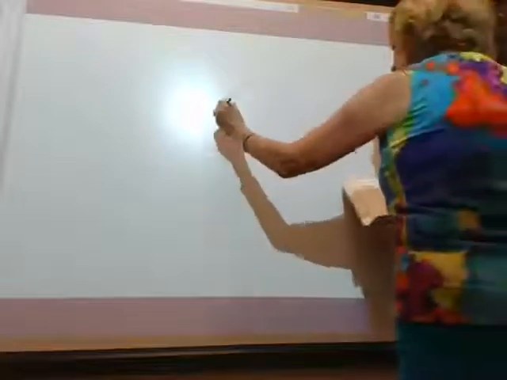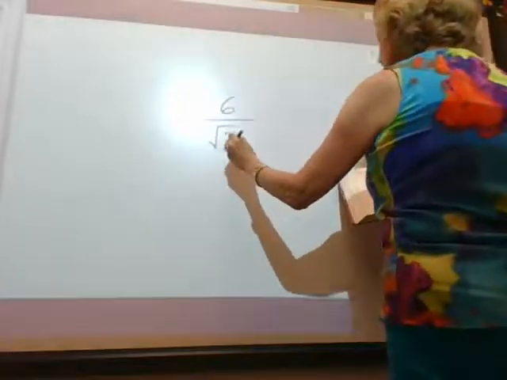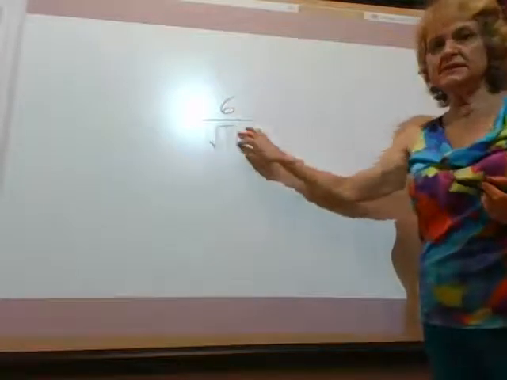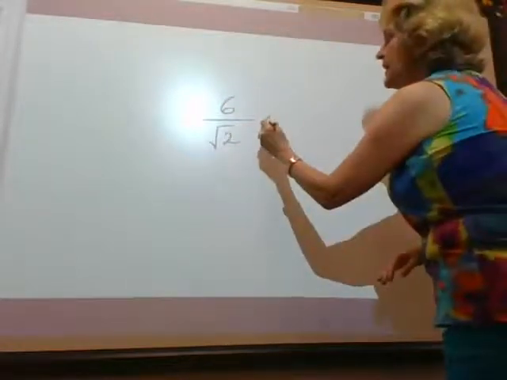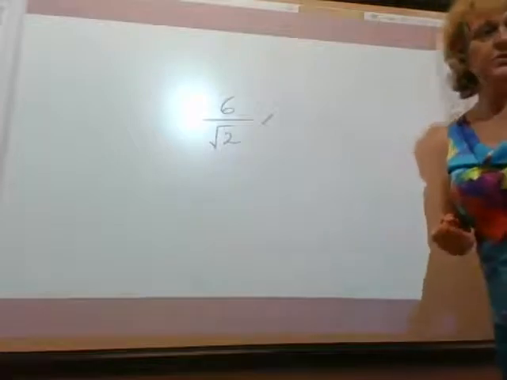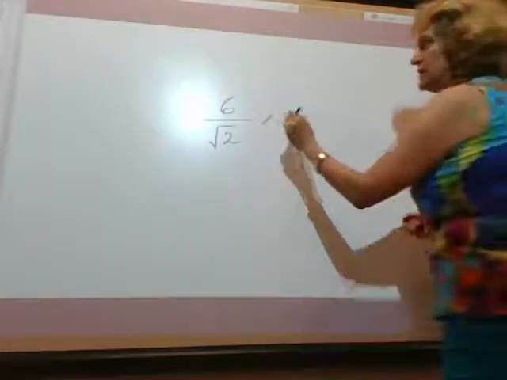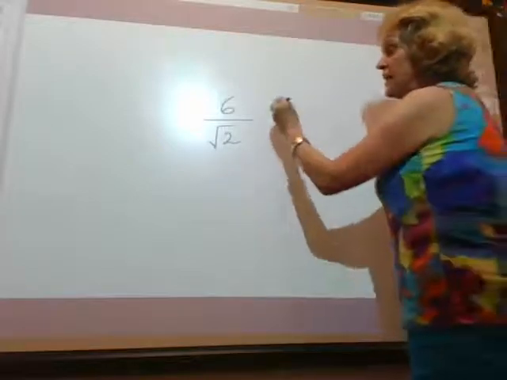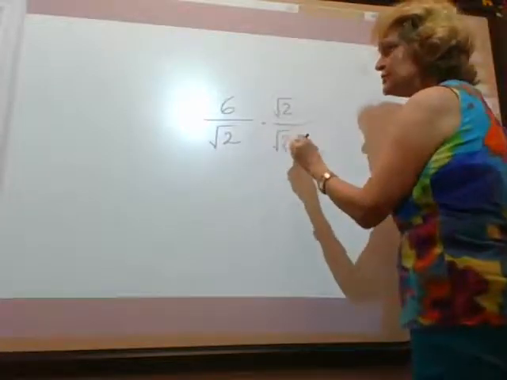All right, we've got 6 over square root of 2. You cannot take the 2 into the 6. This is a square root, okay? But I can't leave that with a denominator that has a radical in it. So I'm going to multiply by 1 in what form? What do you think? Oh, I hear someone say radical 2 over radical 2.